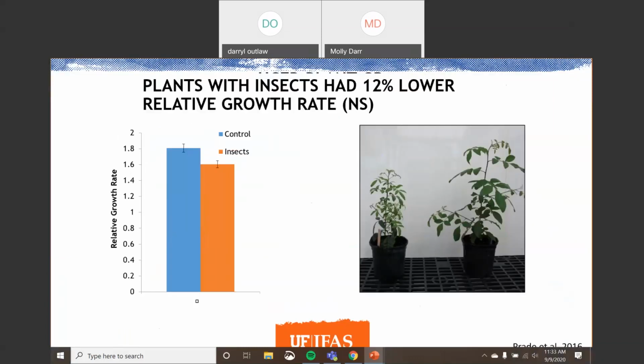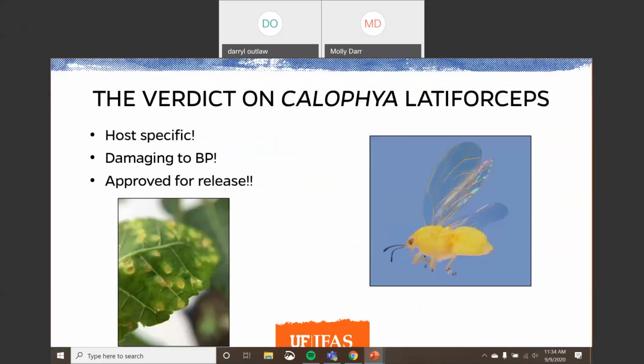What we found over one generation of these insects is that plants with insects had a 12% lower relative growth rate. So this was not statistically significant, but we're trying to look at multiple generations to see if this lowers even more. But 12% lower relative growth rate, you can kind of see it in that picture. These plants look much smaller. All right, next. Okay, what we found is that these things are definitely host specific. They're definitely damaging to Brazilian Peppertree, and they got approved for release in June of 2019. That's kind of the end of the good news on that one. Next slide, please.